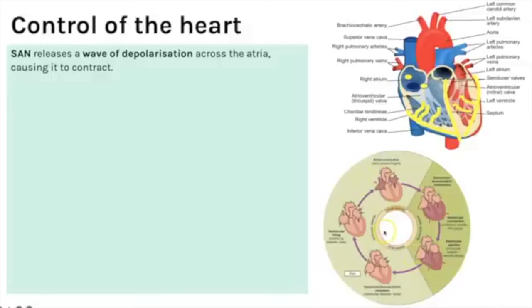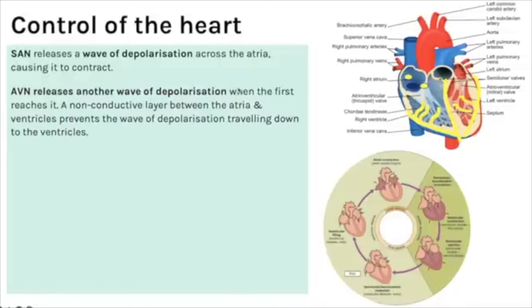So when you learnt about atrial systole and atrial diastole, or diastole and systole, people say it differently. The SAN starts off this process by releasing this wave of depolarization, or electricity, and that will spread across the two atria. And when the wave of depolarization hits the muscle, it causes it to contract. So that is why the atria contract first.